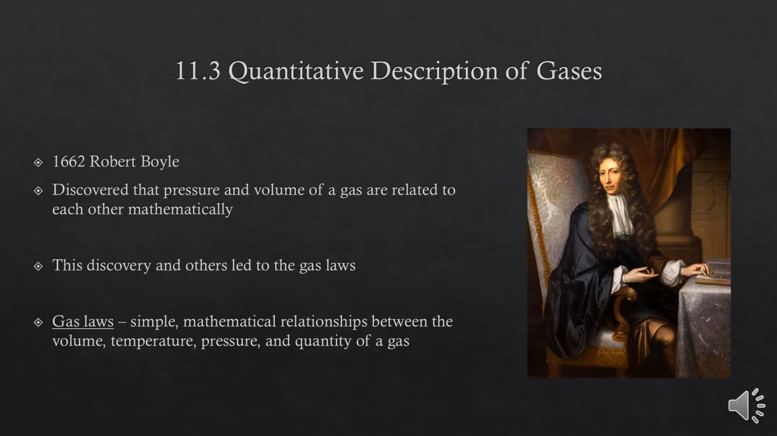So in 1662, Robert Boyle, he's pictured on the right there, discovered that pressure and volume of a gas are related to each other mathematically. This discovery, and a lot of other scientists were working on stuff at the time, led to the gas laws. Gas laws are simple mathematical relationships between the volume, temperature, pressure, and quantity of a gas.